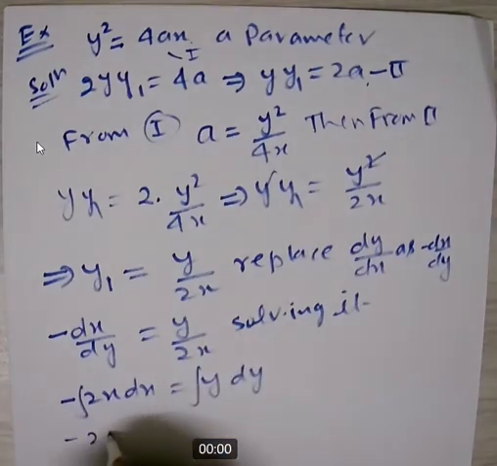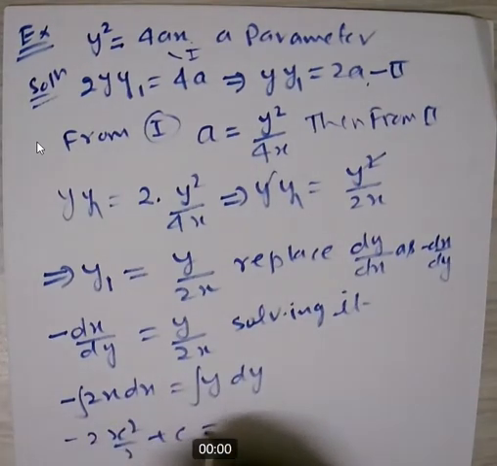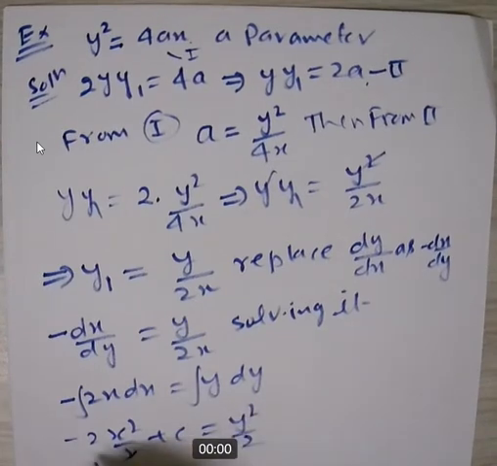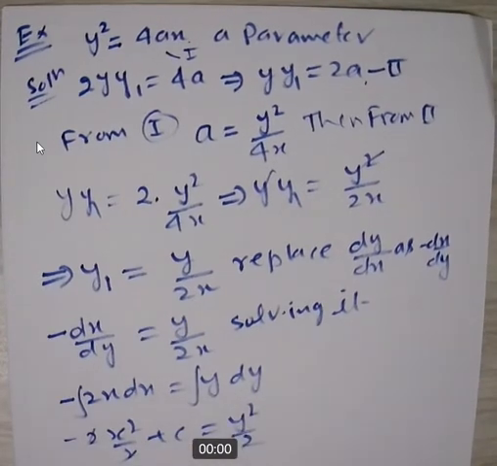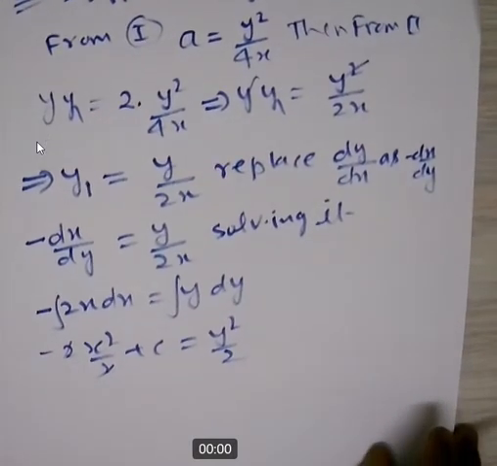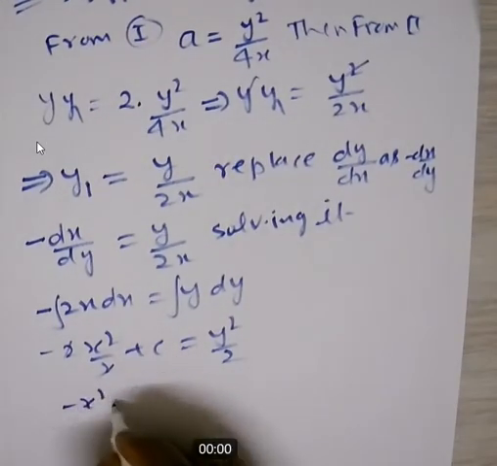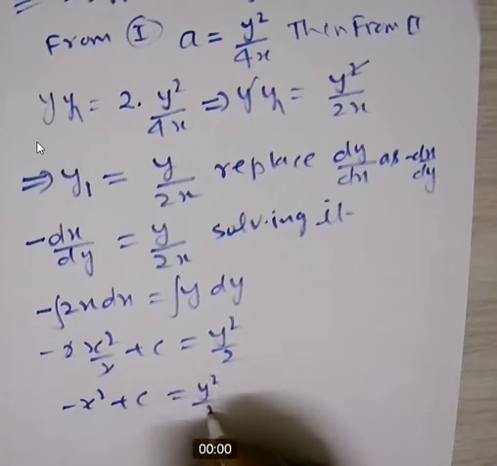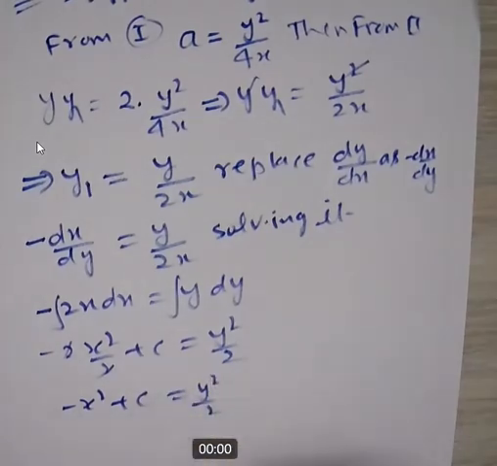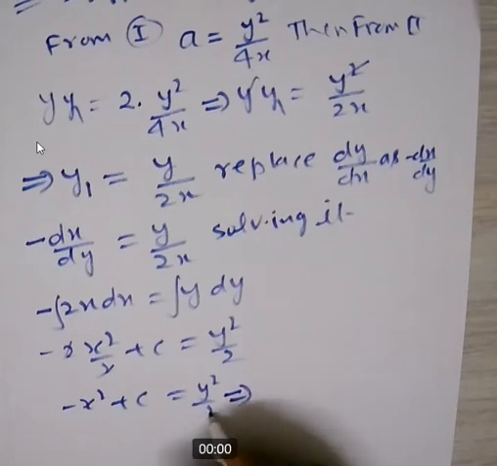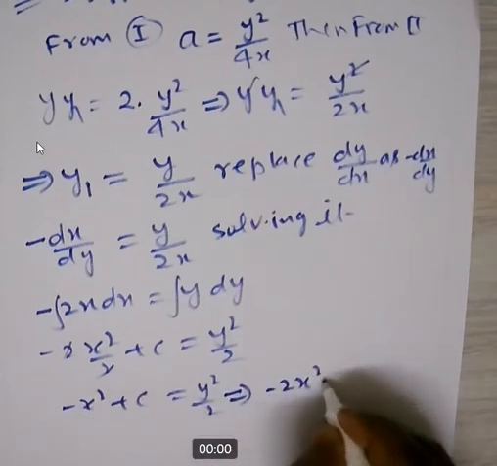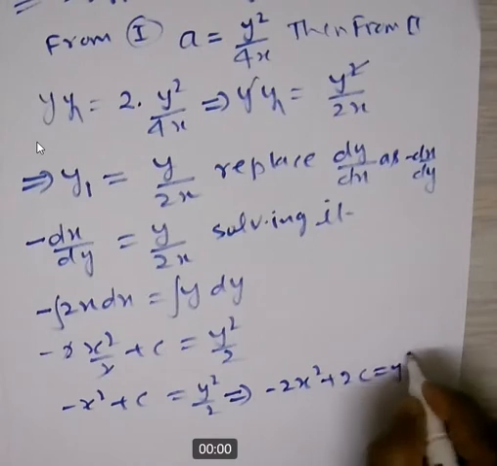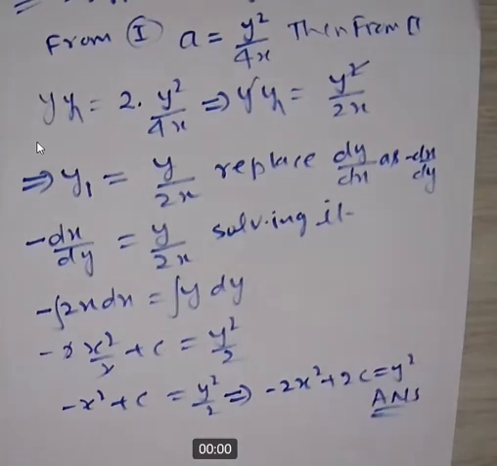Now integrate it: minus 2 x square by 2 plus integration constant equal to y square by 2. This cancels, and simplify it. When you simplify it, you will get minus x square plus c equal to y square by 2. If you want to simplify more, multiply by 2, so it becomes minus 2x square plus 2c equal to y square. This is the answer of that question, in terms of the orthogonal trajectory.